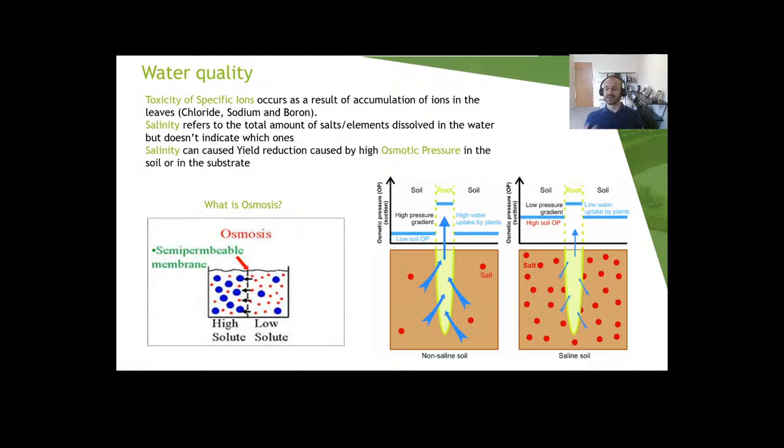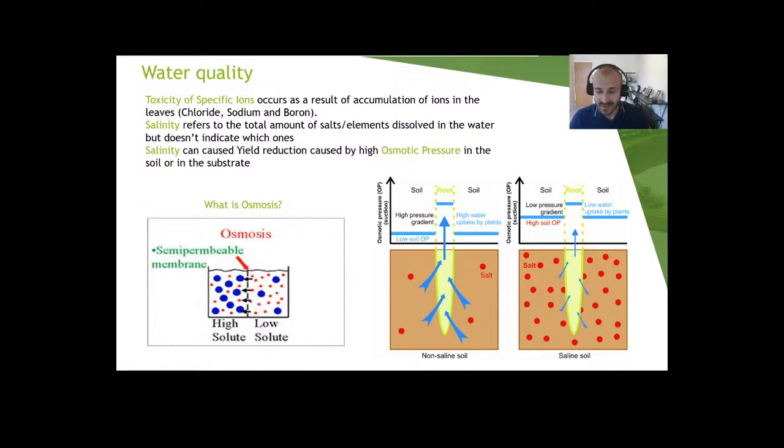And also I mentioned salinity, but what is actually salinity? It's basically a measurement of how many salts, how many elements, and sometimes how many nutrients are in the water. Salinity is not a bad thing in itself, because sometimes salinity can be caused by a good amount of nutrients, but many times, if it's just the source water with high EC, it can cause yield reduction, because it can create in the root zone, so in the area close to the roots, high osmotic pressure, and therefore in the soil or in the substrate it can create a water stress.